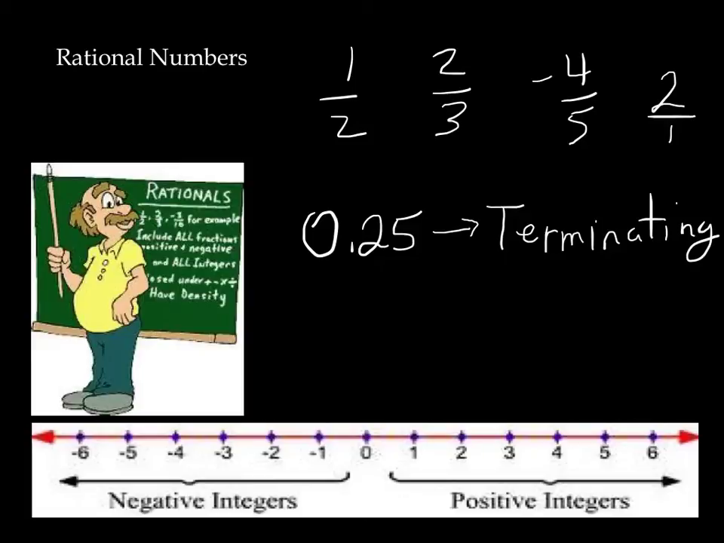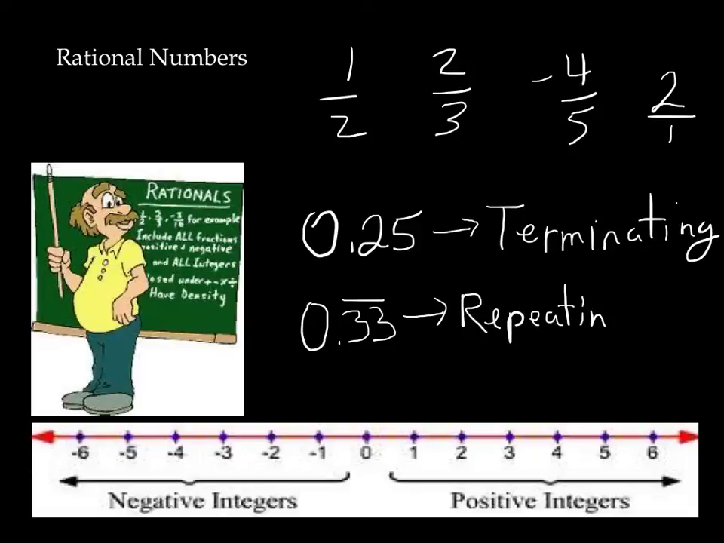The alternative to terminating decimals are something like this, 0.33, repeated. That will go on forever, an infinitely long string of threes. But it does repeat itself. So we call this a repeating decimal. Okay, and this number can also be written as a fraction. In fact, the first number, we could write that as 1/4, and the second number is 1/3.